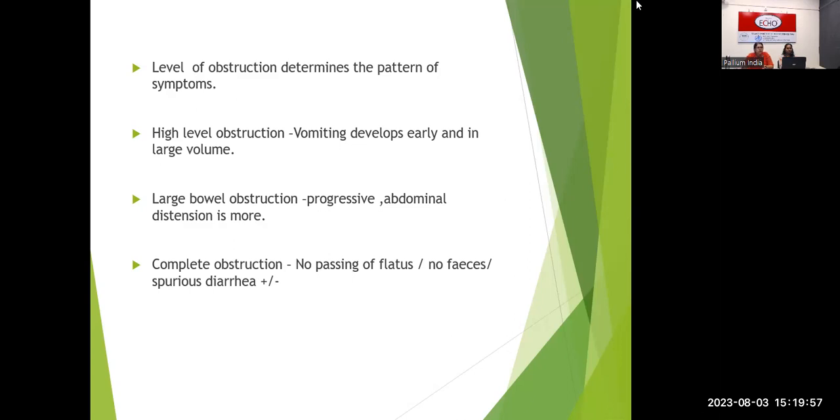And the abdominal distension will be so much in large bowel obstruction. In complete obstruction, what you can see is the patient will not be passing any flatus or feces. Even sometimes the patient can present with spurious diarrhea. What is spurious diarrhea? What does that indicate? I'm sure in the last class you might have heard about it. Yes, Sister Bindu.